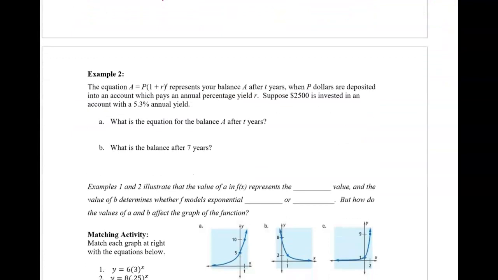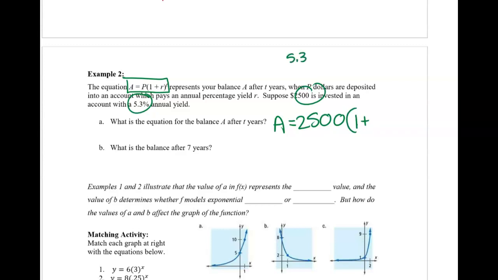So if we look at our example, A equals P times 1 plus r to the t represents your balance after t years when you're investing P dollars. Suppose $2,500 is invested with a 5.3% annual yield. So the equation for your balance after t years, A equals, well, we have our P, it's 2,500 because we're told, times 1 plus our rate, 5.3%.